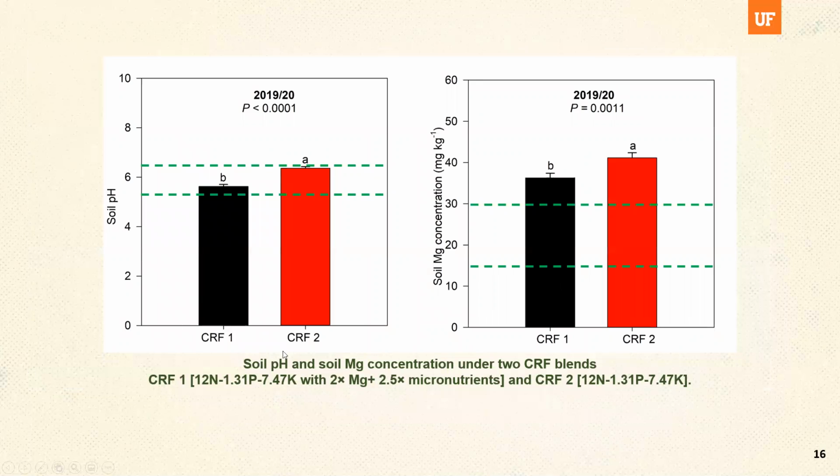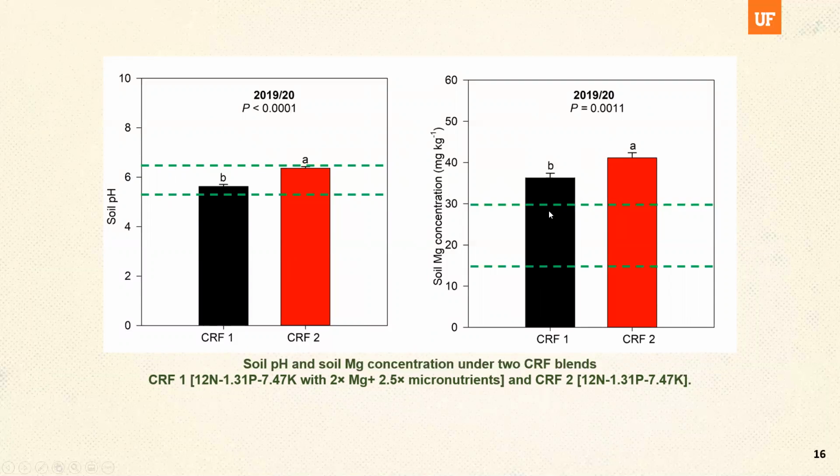Here the x-axis again represents 2 different controlled release formulations. On right, y-axis represents soil magnesium concentration. On left, y-axis represents soil pH. The soil pH was in the optimum range for grapefruit in Florida sandy soil, which is recommended 5.5 to 6.5.